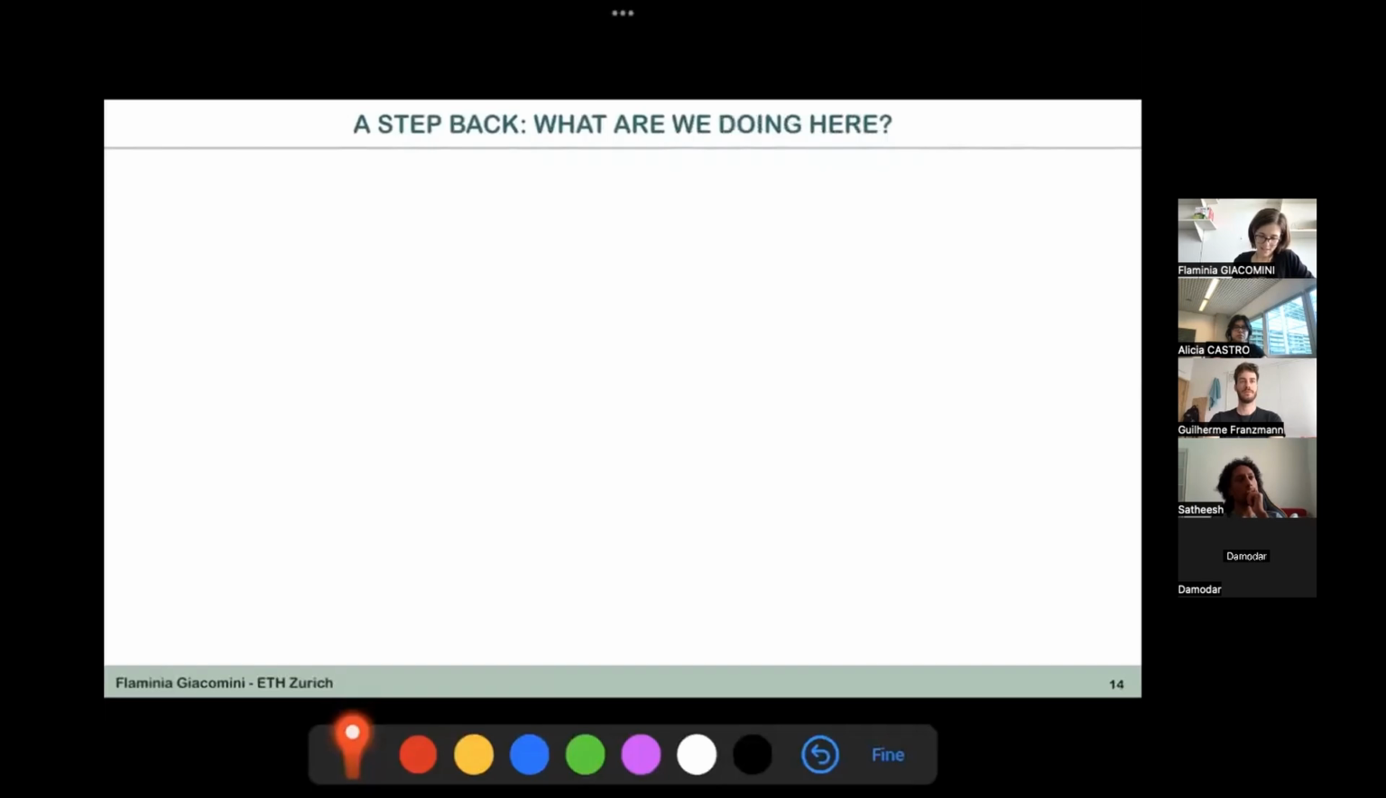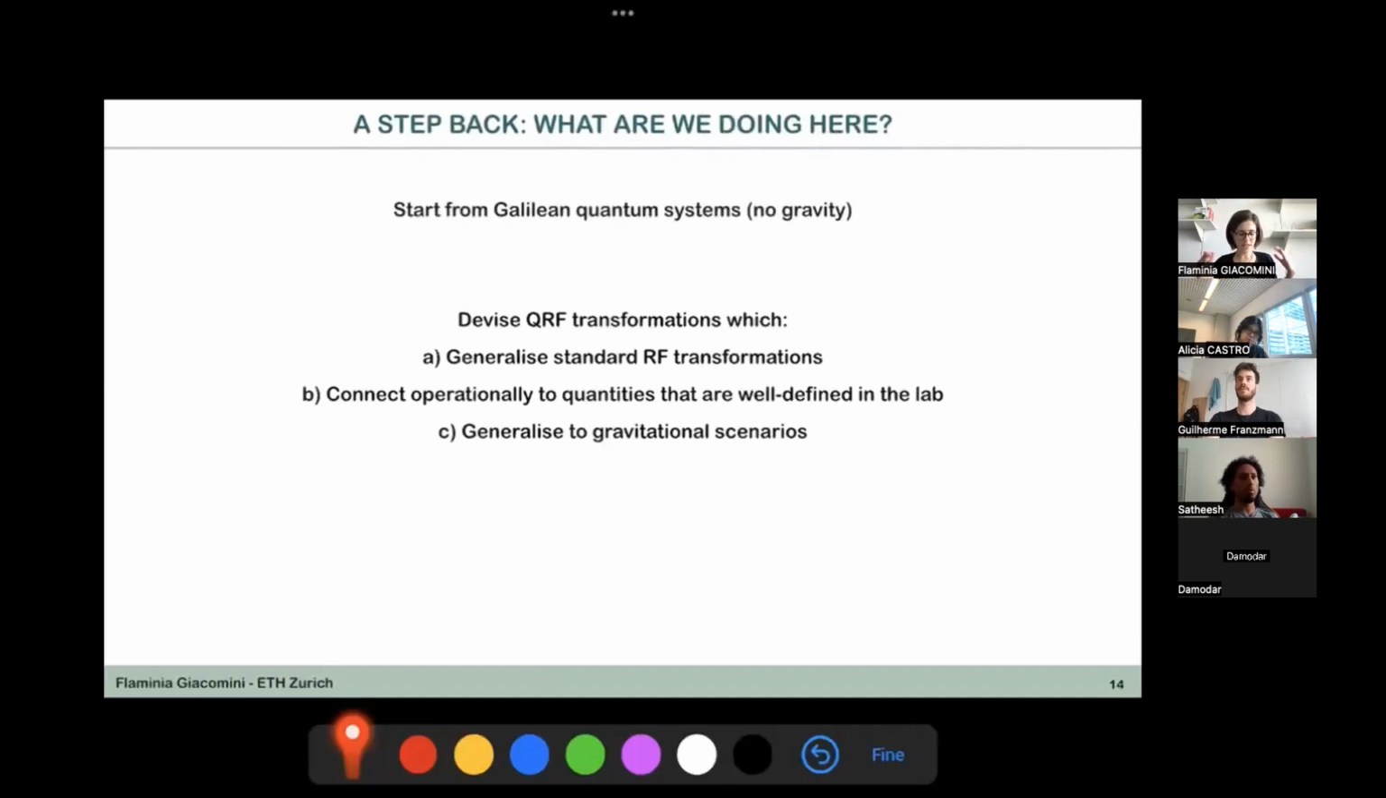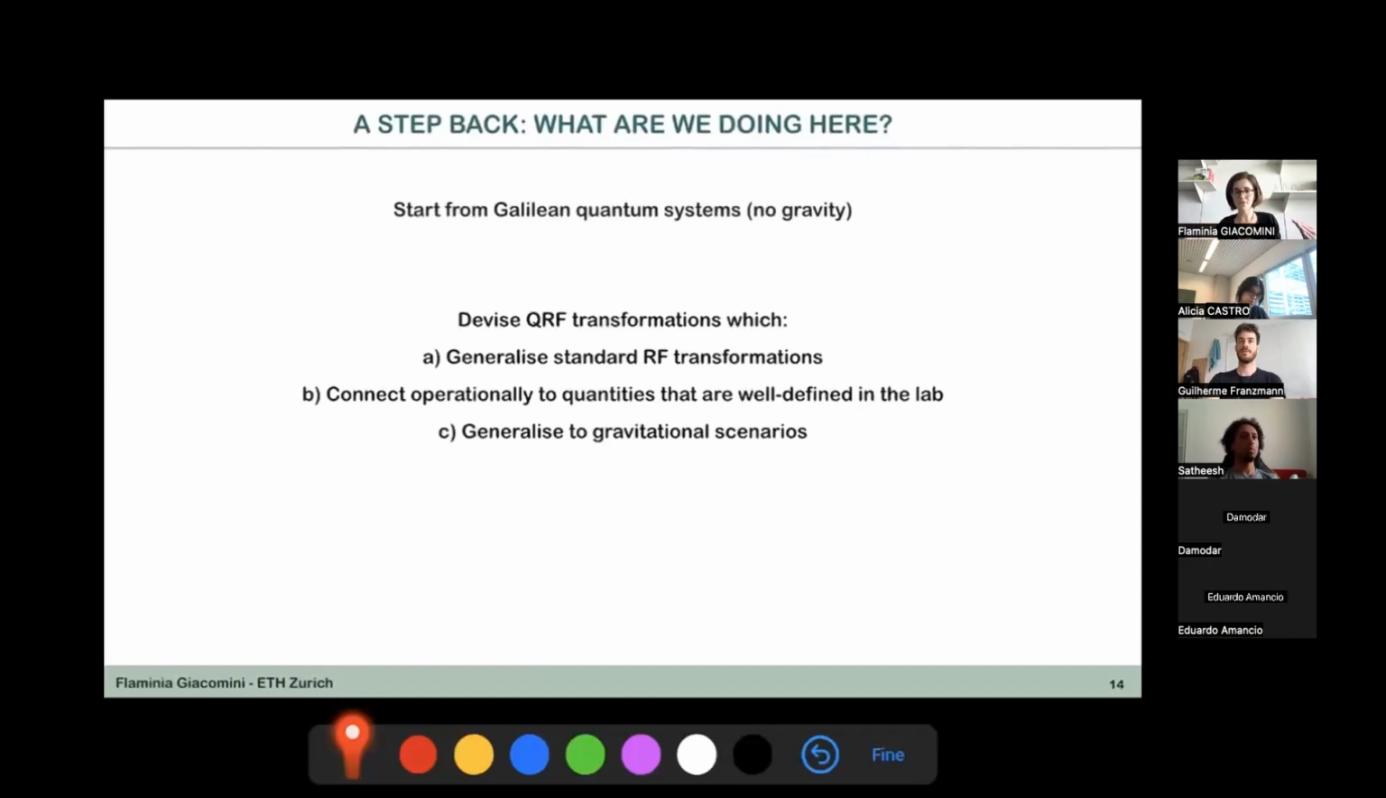Okay. So let me just conclude this with taking a step back and say, what are we doing so far? So we start from a Galilean quantum system. So I haven't included any gravity so far. Then we have devised a quantum reference frame transformation that generalizes the standard reference frame transformation, that connects operationally to quantities that are well defined in the lab. And now we would like to generalize it to gravitational scenarios, and this is still mostly an open question.